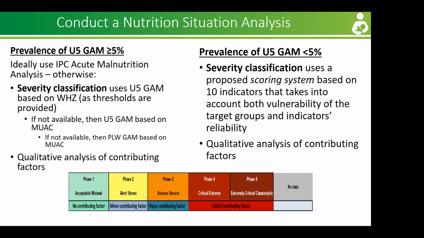So a bit more elaborate process for this scenario, but hopefully this is something that would help guide you, and evidently certainly something that needs to be piloted. As already presented, an accompanying qualitative analysis of contributing factors would also be done.